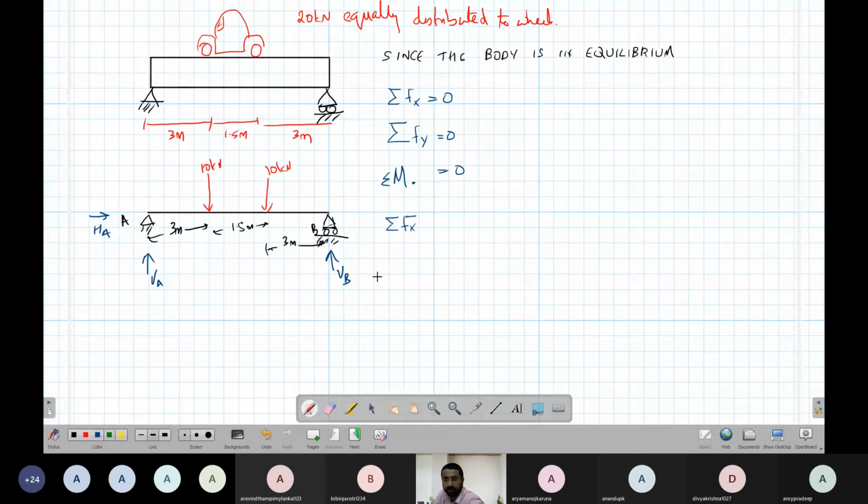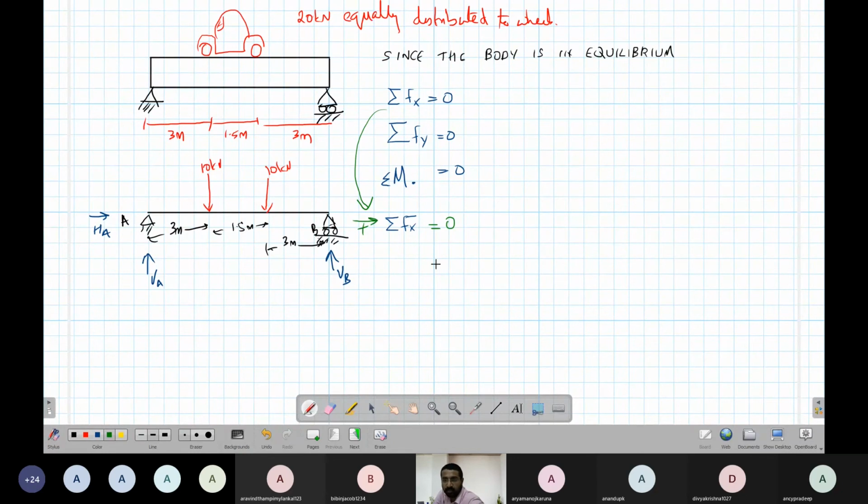So what are the forces? Summation of forces in x direction equal to 0, so we'll use this. We will assume right as positive. So we can start from the x direction, right as positive, and we'll start from the end.